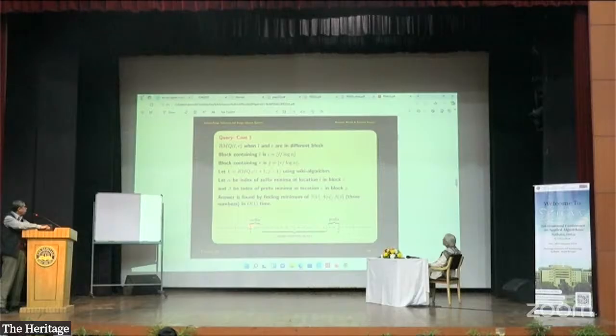Next, I have computed the suffix minimum. So I know the minimum item from here to here, and let us say that is the index alpha. We have computed the prefix minimum of this block. So we know the minimum item from here to here. Let us say that index is beta. So I find the minimum of three numbers: S[k], the minimum returned by the range minimum query, A[alpha] and A[beta], and that will give me the required minimum.